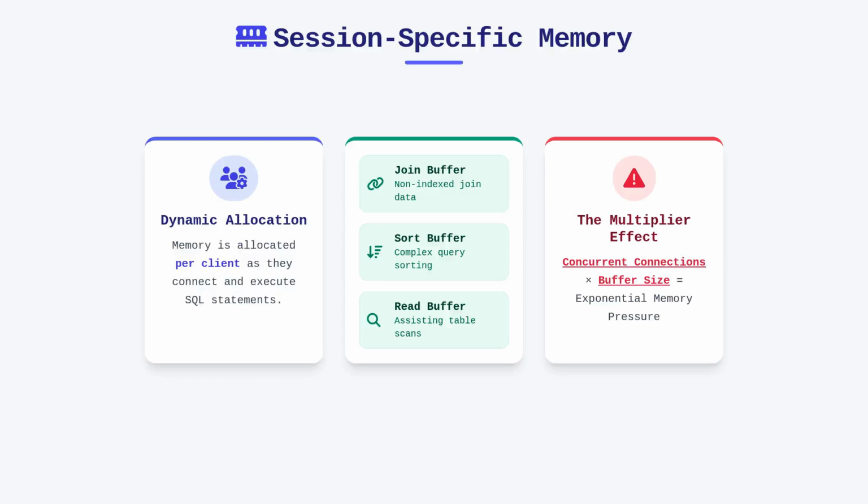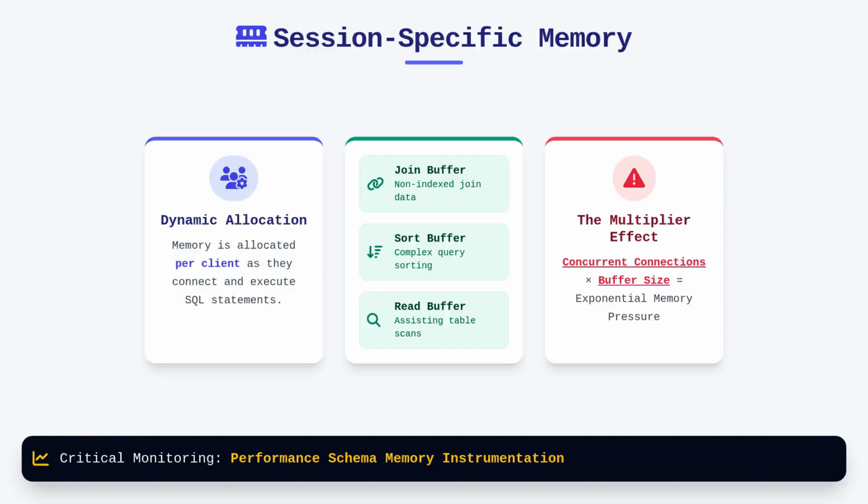Because these buffers are multiplied by the number of concurrent connections, spikes in traffic can lead to unexpected memory pressure. If you have 500 concurrent connections, suddenly increasing your sort buffer size by a few megabytes can result in multiple gigabytes of additional memory consumption. Monitoring these allocations is critical, and the performance schema memory instrumentation provides the granular visibility needed to track exactly where this memory is being consumed.